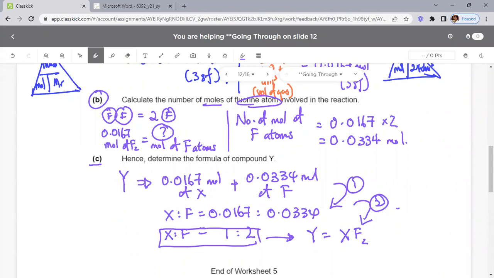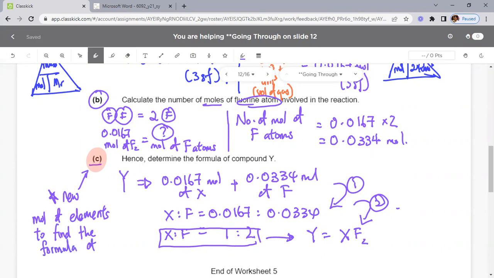Okay, so I hope this is really just a warm-up in terms of interconversion, but I just want you to highlight this part C over here because this is something new. This is something new because you're using mole of the elements to find the formula of a compound. So take note of how you can use the ratio of the mole of the elements to find a compound. You may see this kind of question in the exams here and there. So understand how it's being worked out.